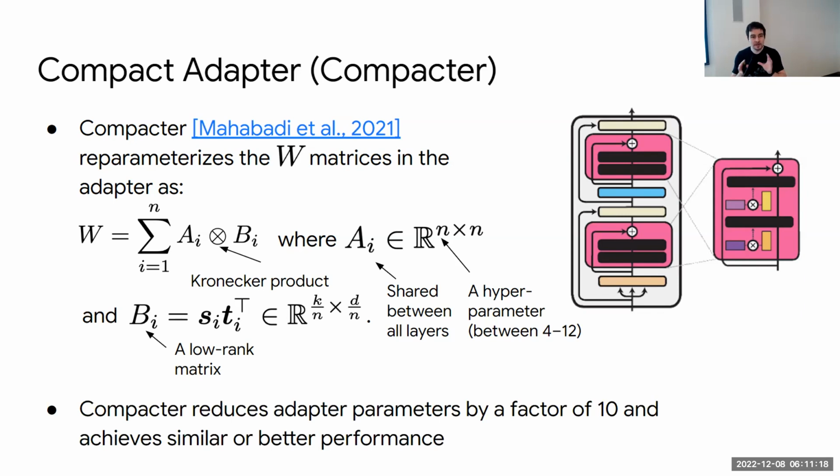In practice, by using this decomposition, they've shown that they could reduce the number of adapter parameters by a factor of 10, while still keeping either the same or even slightly improved performance through these additional inductive biases.